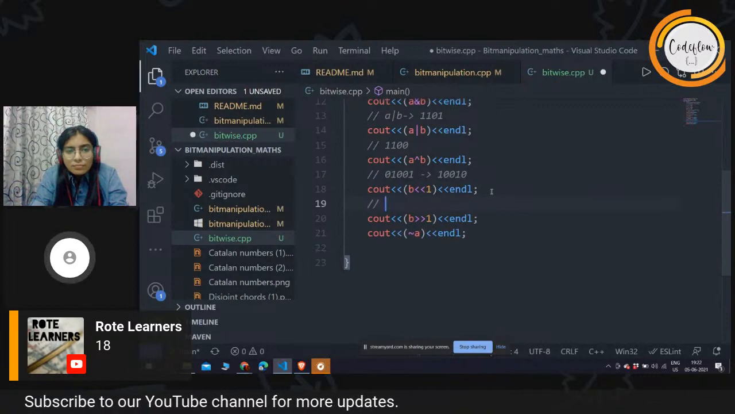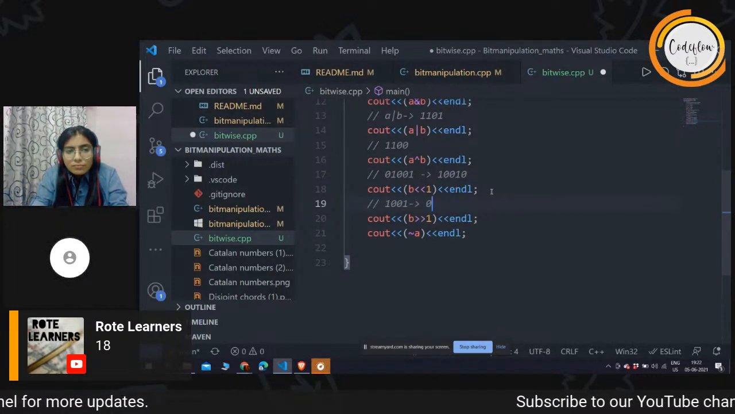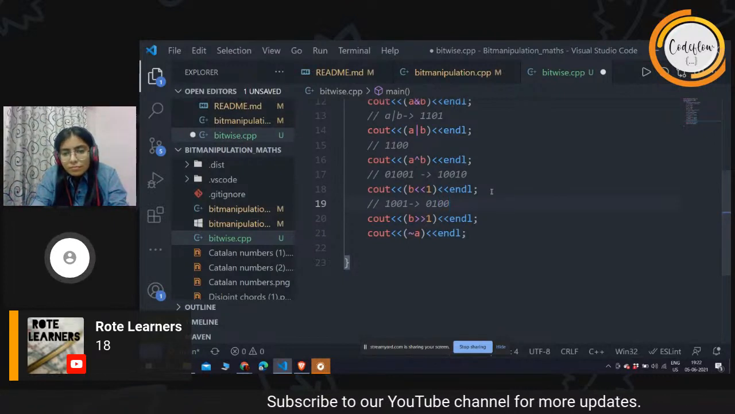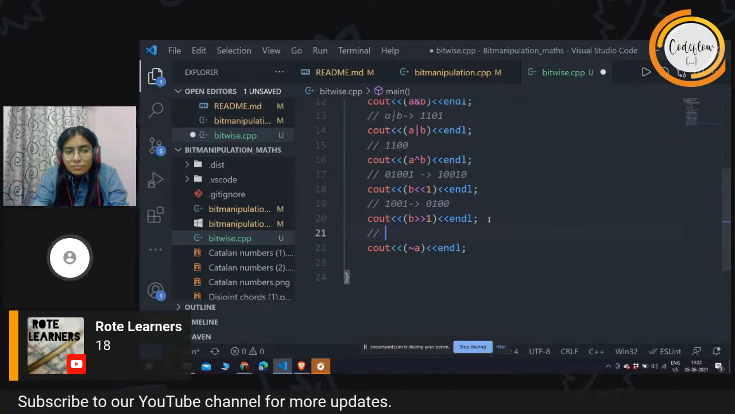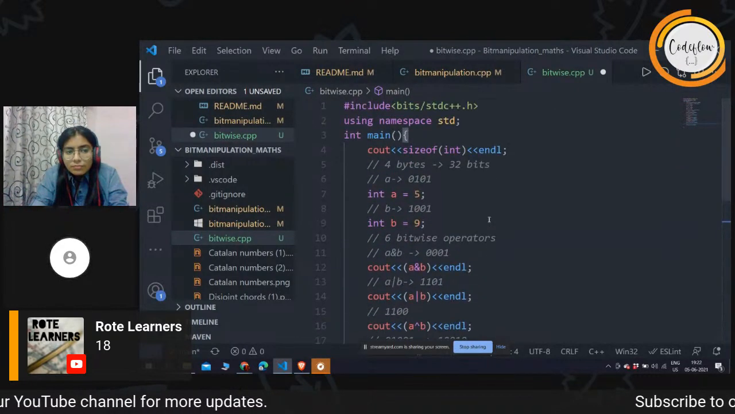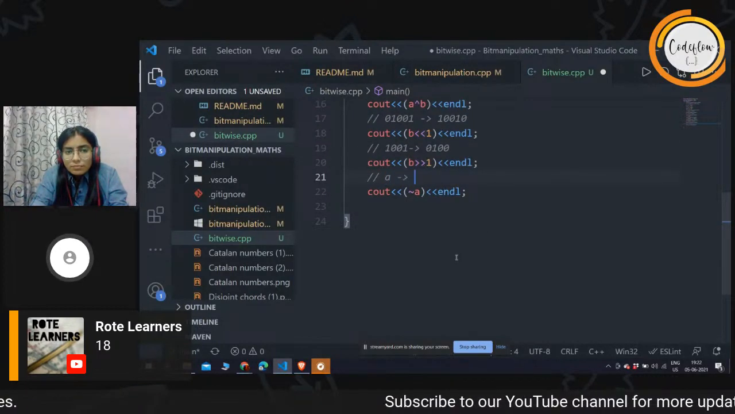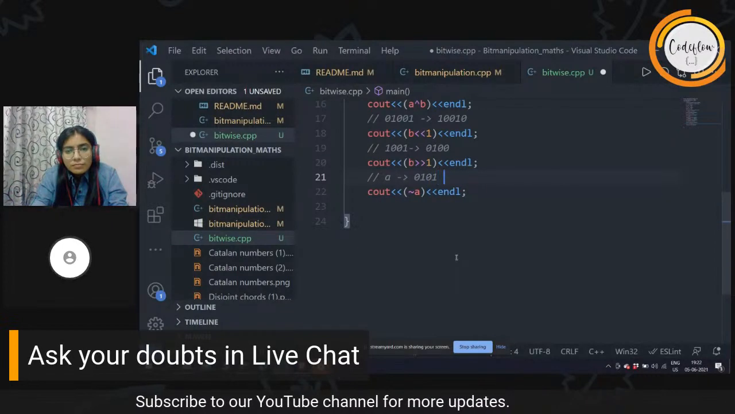And similarly, if I right shift, 1001 would become simply 0100. Make sense? Because I'm just shifting it towards right. Okay. Now comes this part. A is 5. Makes sense. A is 5. That is in binary, it is 0101, right?